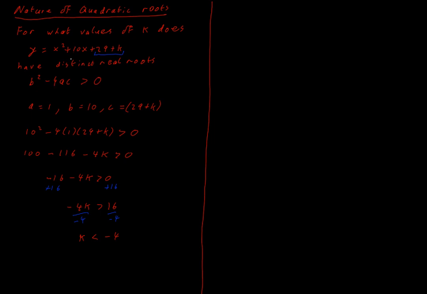And if you're looking for where there are no real roots, or where there are complex roots, you're going to be looking for b squared minus 4ac to be less than 0. So all you're going to be doing is subbing into b squared minus 4ac and looking for the nature of your roots. And that's what we need for the more advanced end of the nature of quadratic roots type questions.